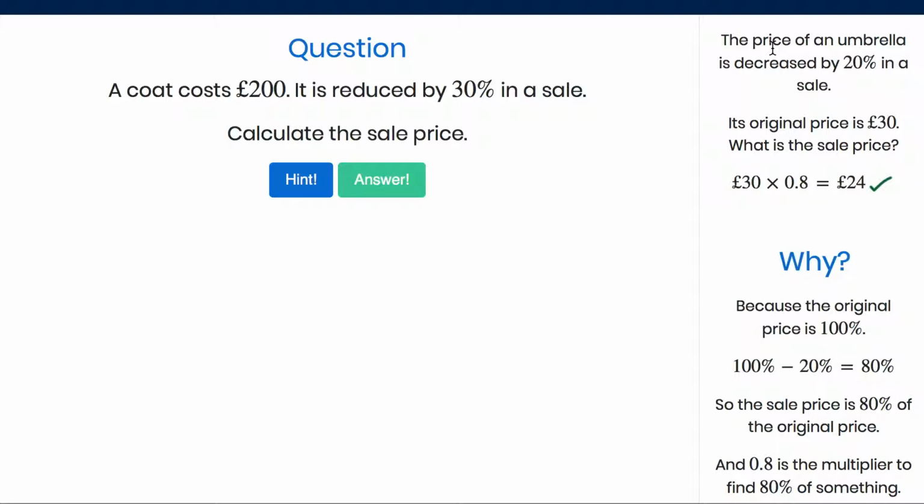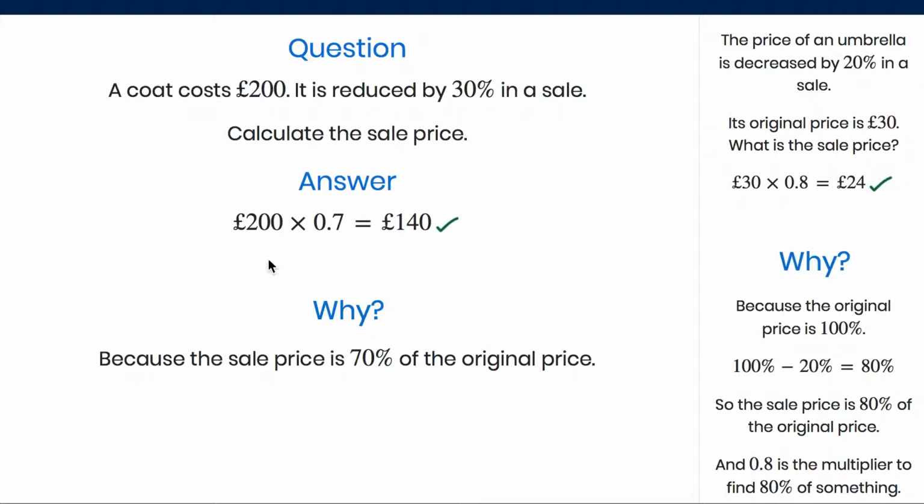Okay, here is the answer. So what you have to do is enter 200 times 0.7 into your calculator, and that will get you an answer of £140. And this is because the sale price is 70% of the original price, since 100% minus 30% is 70%, and 0.7 is 70% as a decimal.